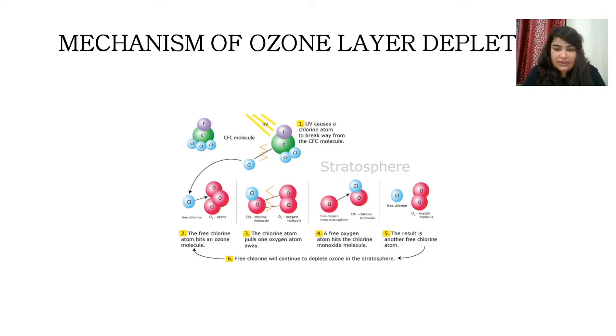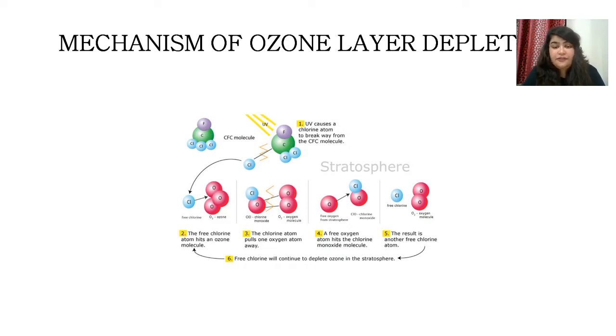So repeating, what happens in step 1? UV radiation causes the chlorine atom to break away from the CFC molecule. In the second step, the free chlorine atom hits an ozone molecule. In the third step, the chlorine atom pulls one oxygen atom away.